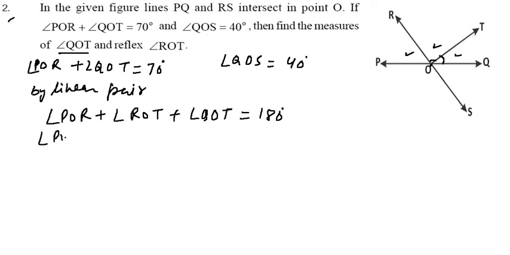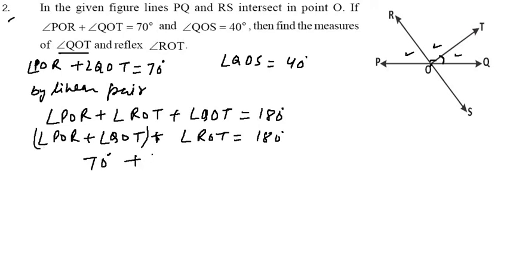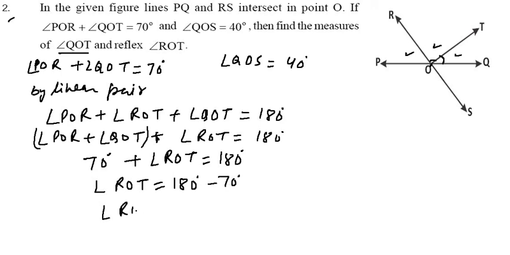As you know, angle POR plus, taking this angle QOT along with it, that one is angle QOT, and plus this angle ROT is equal to 180 degrees, but it is given as 70 degrees. So you have to write 70 degrees plus angle ROT will be equal to 180 degrees. So angle ROT will be equal to 180 degrees minus 70 degrees. So angle ROT is equal to 110 degrees. So that one is your first answer, ROT.